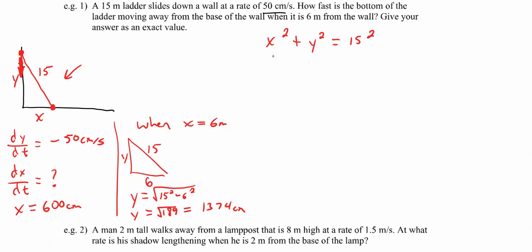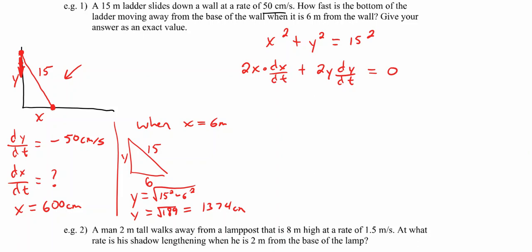And now we're going to derive this. So let's take the derivative. That would be 2x times dx/dt plus 2y dy/dt is equal to 0.